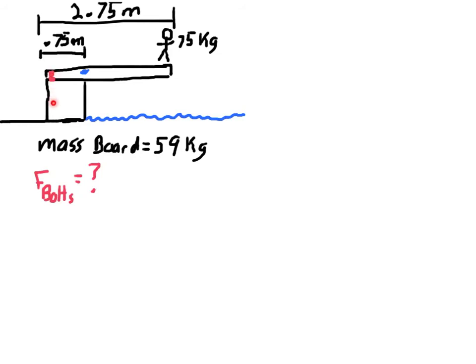My question for us to solve is, how much force do these bolts have to apply downwards? How hard do they have to hold on? If I have a 75 kilogram person at the end of the diving board, it makes logical sense. And I also have a massive diving board, 59 kilograms. How much force do these bolts have to apply?